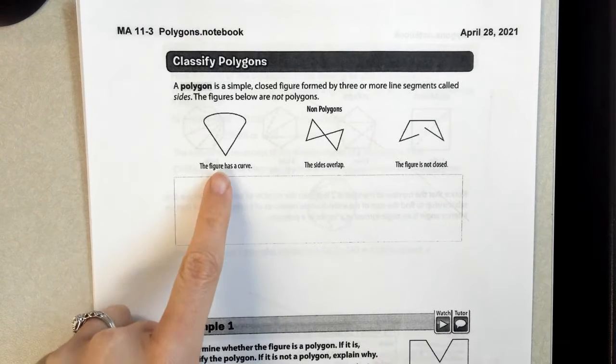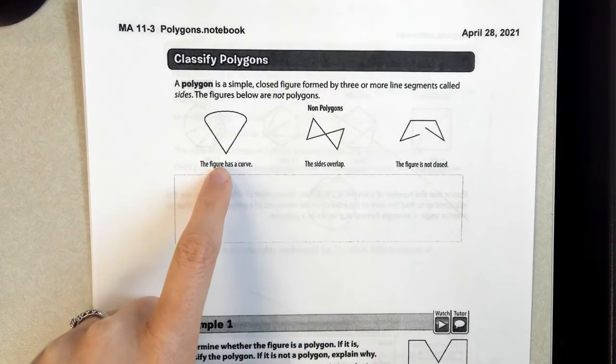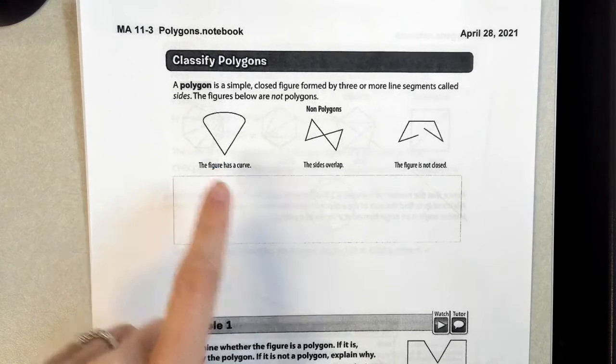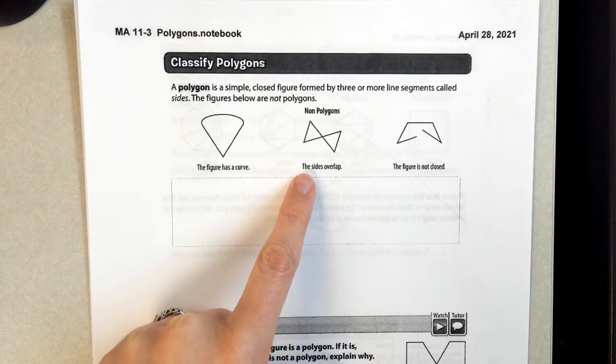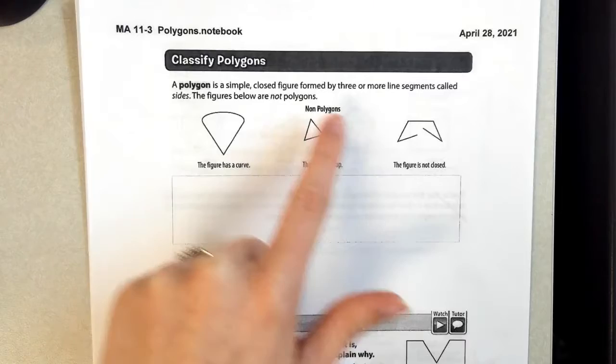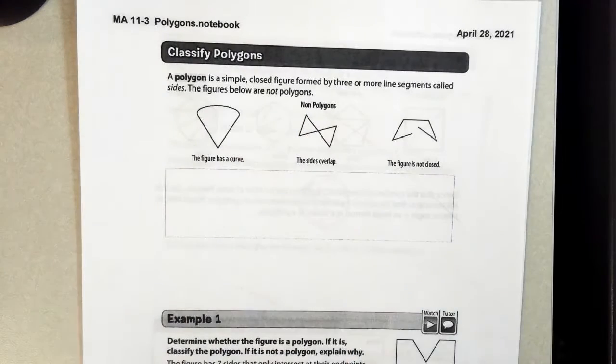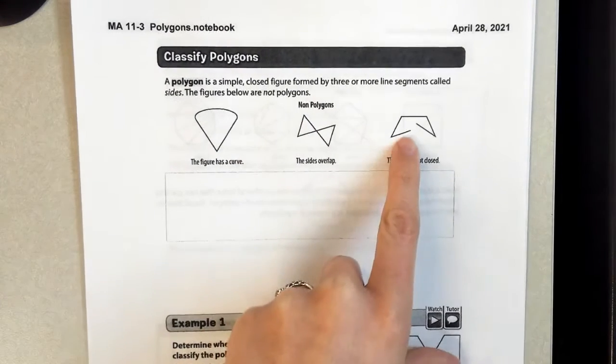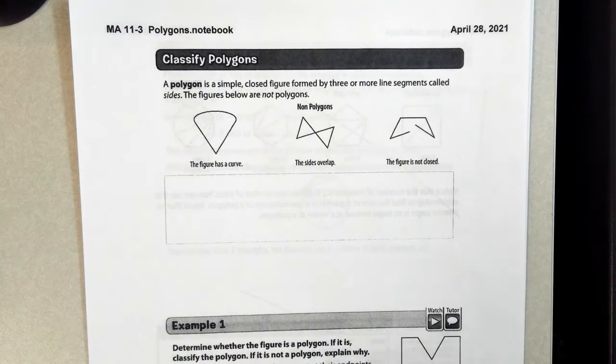So this example here, since this figure has a curve to it, it's not a polygon. This one has sides that overlap, so it's actually 2 separate polygons, but it's not one polygon. And this one is not closed. All of the sides have to be touching in order for it to be a polygon.